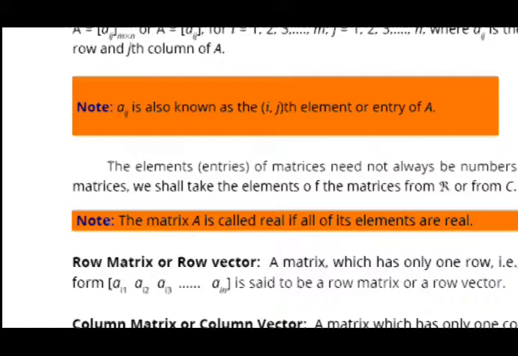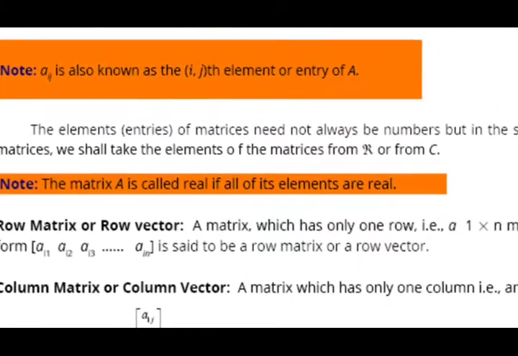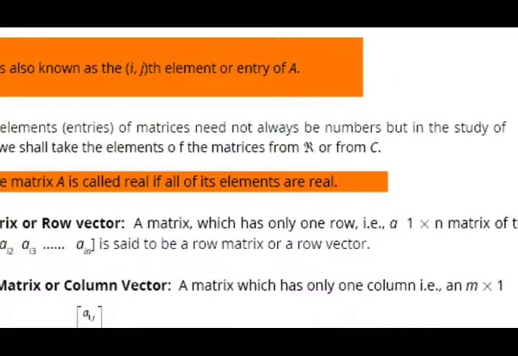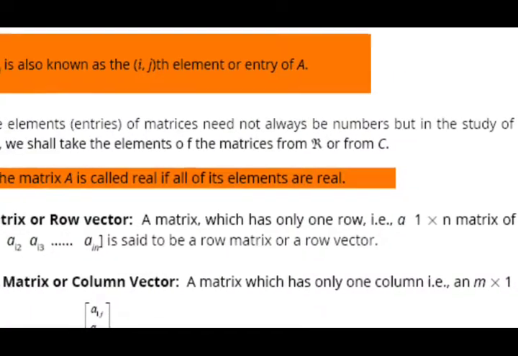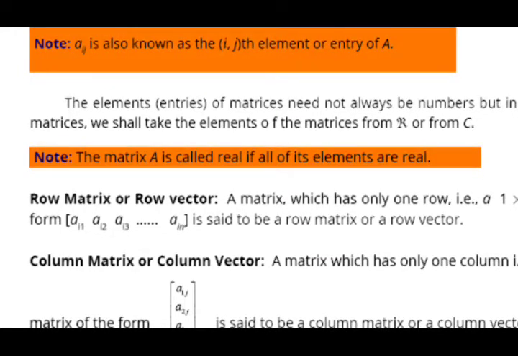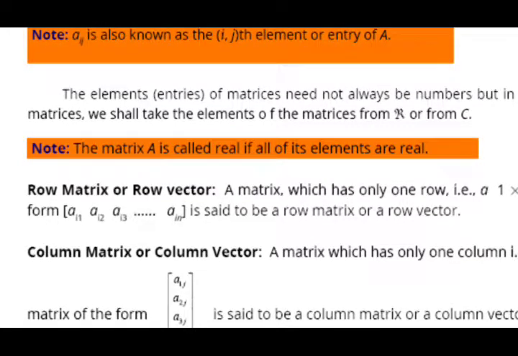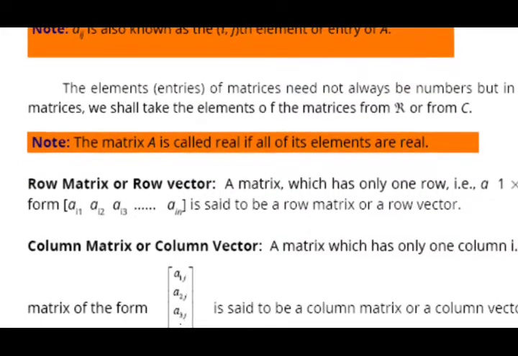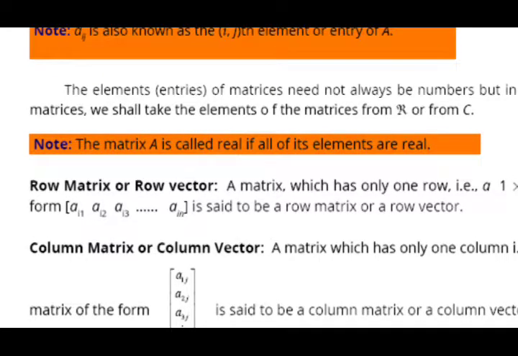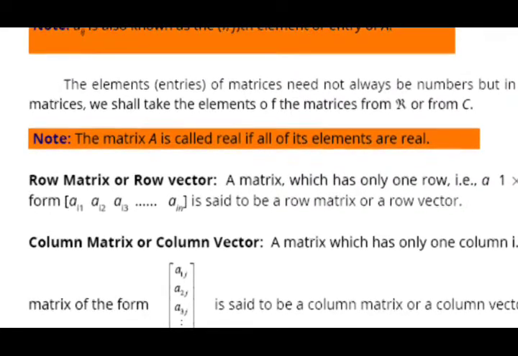The elements or entries of a matrix need not always be numbers, but in the study of matrices we shall take the elements of the matrices from R or from C. R means real numbers, C means complex numbers. The matrix A is called real if all of its elements are real.